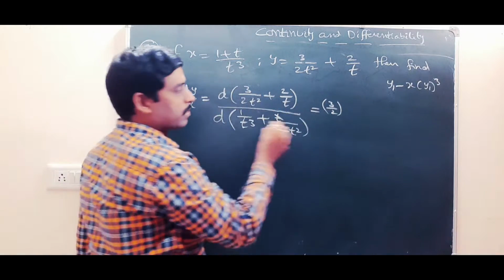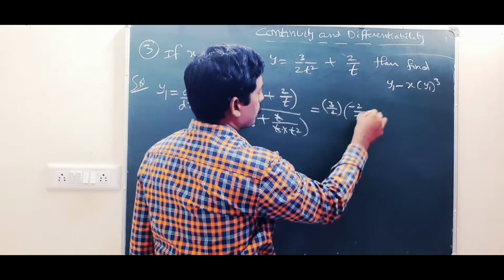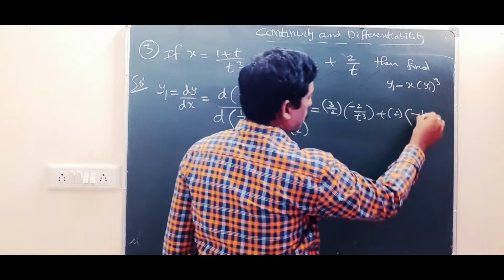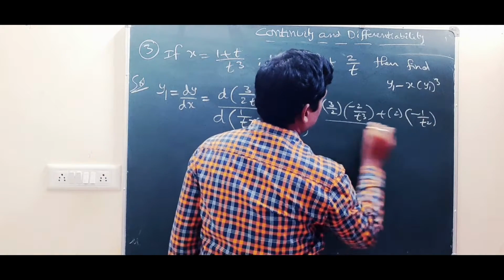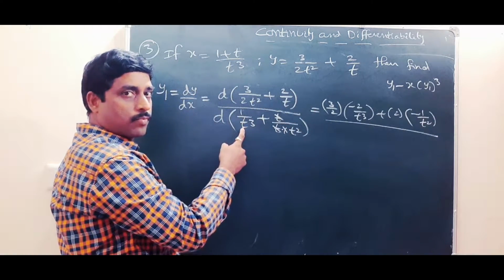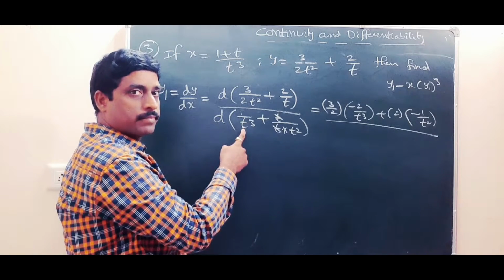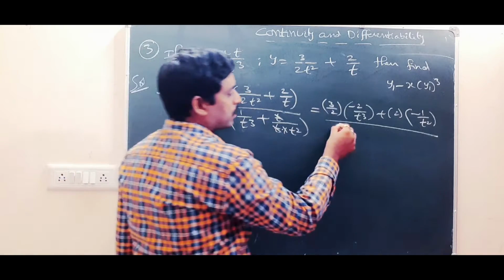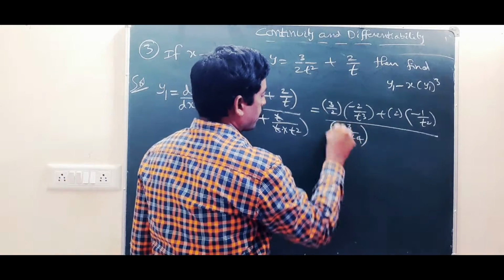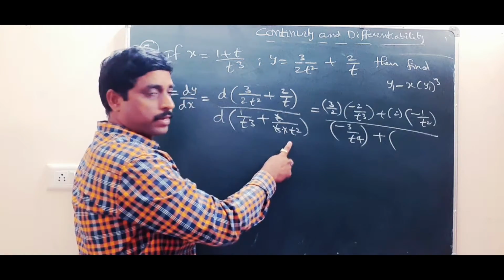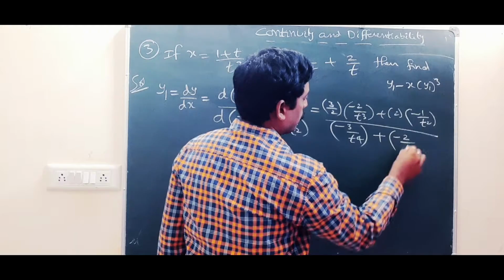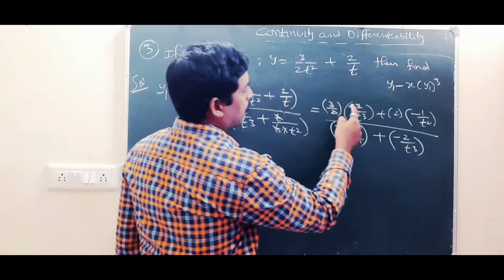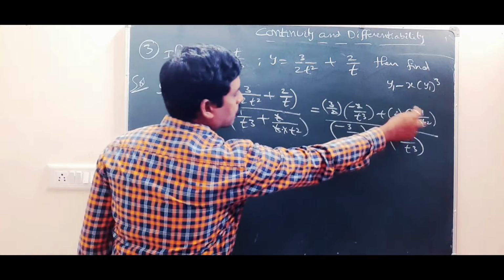Differentiation of 1 by t square minus 2 by t cube plus 2 constant. Differentiation of 1 by t, we get minus 1 by t square. This whole divided by differentiation of 1 by t cube. This is t to the power minus 3. By using x to the power n formula, n into x power n minus 1, so 1 by t cube differentiation is minus 3 by t to the power 4. Differentiation of 1 by t square will be minus 2 by t cube. Okay. In this one 2 gets cancelled. So minus 3 by t cube minus 2 by t square.